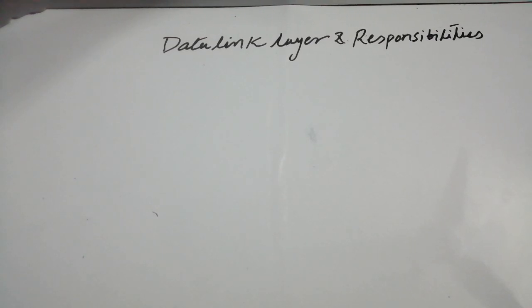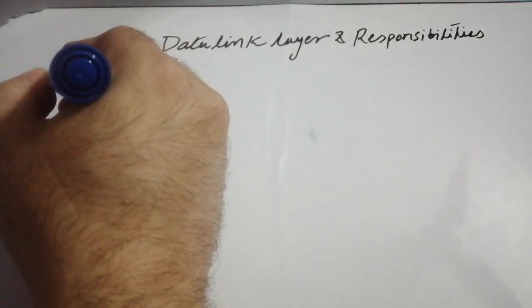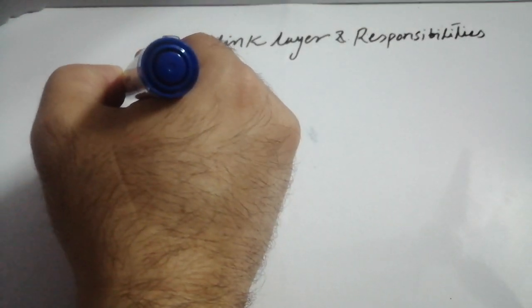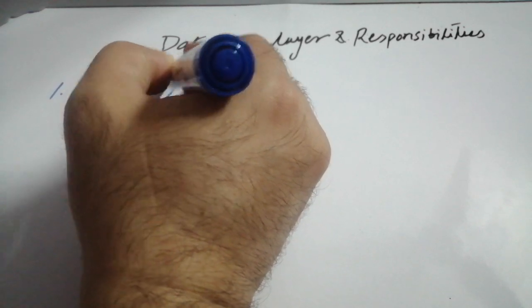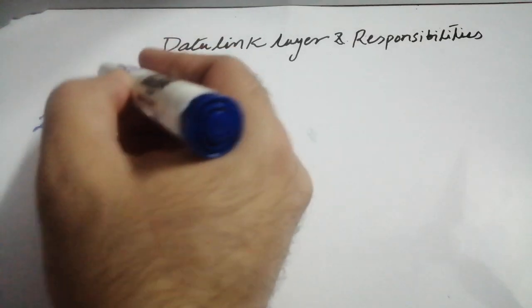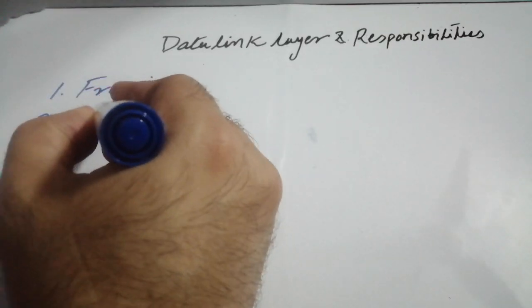Now there are 5 major responsibilities of the data link layer. Number 1 is framing. Number 2 is physical addressing.